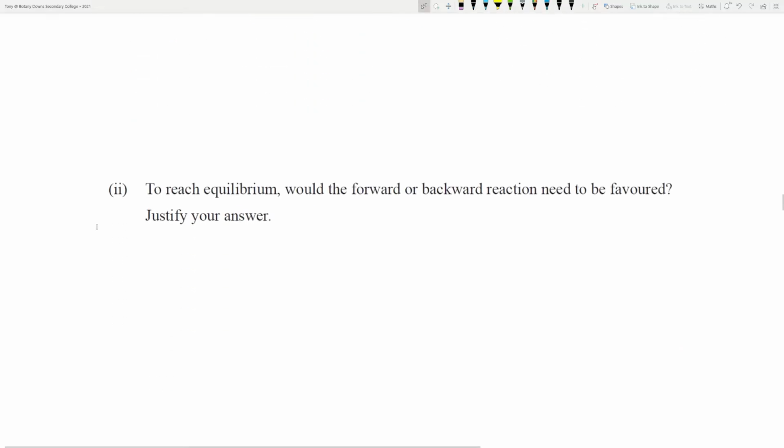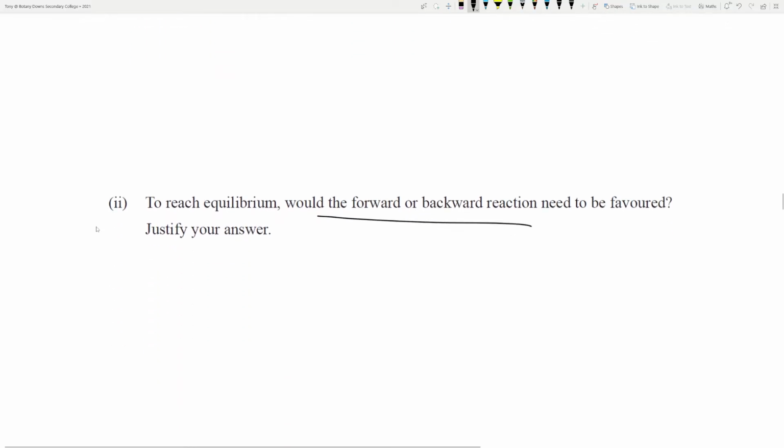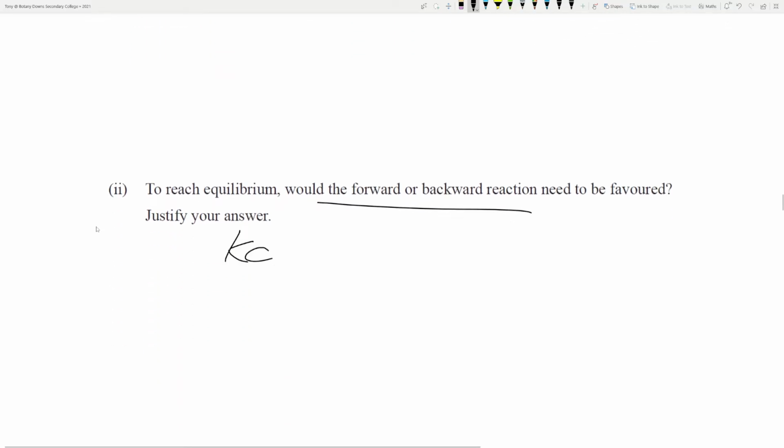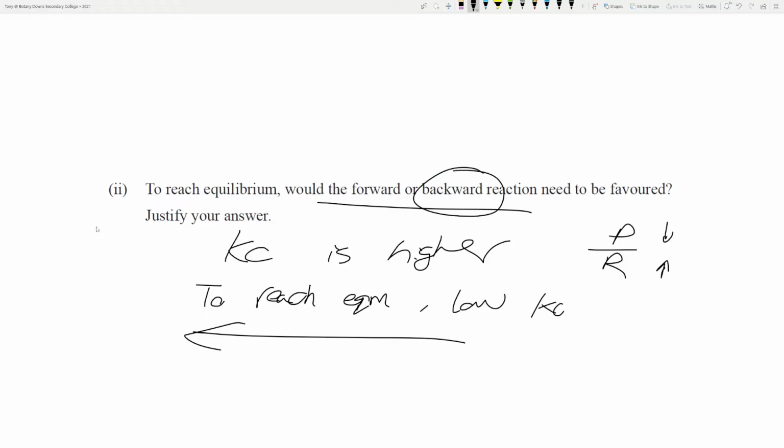Now, to reach equilibrium, would the forward or backwards reaction need to be favored? We need to come back here. We have a higher Kc than what it should be, and Kc is a ratio of products divided by reactants. To reach equilibrium, we need to lower the Kc. How do we lower the Kc? That means we need to have fewer products and more reactants, so we need to shift to the back, favoring the backwards reaction.